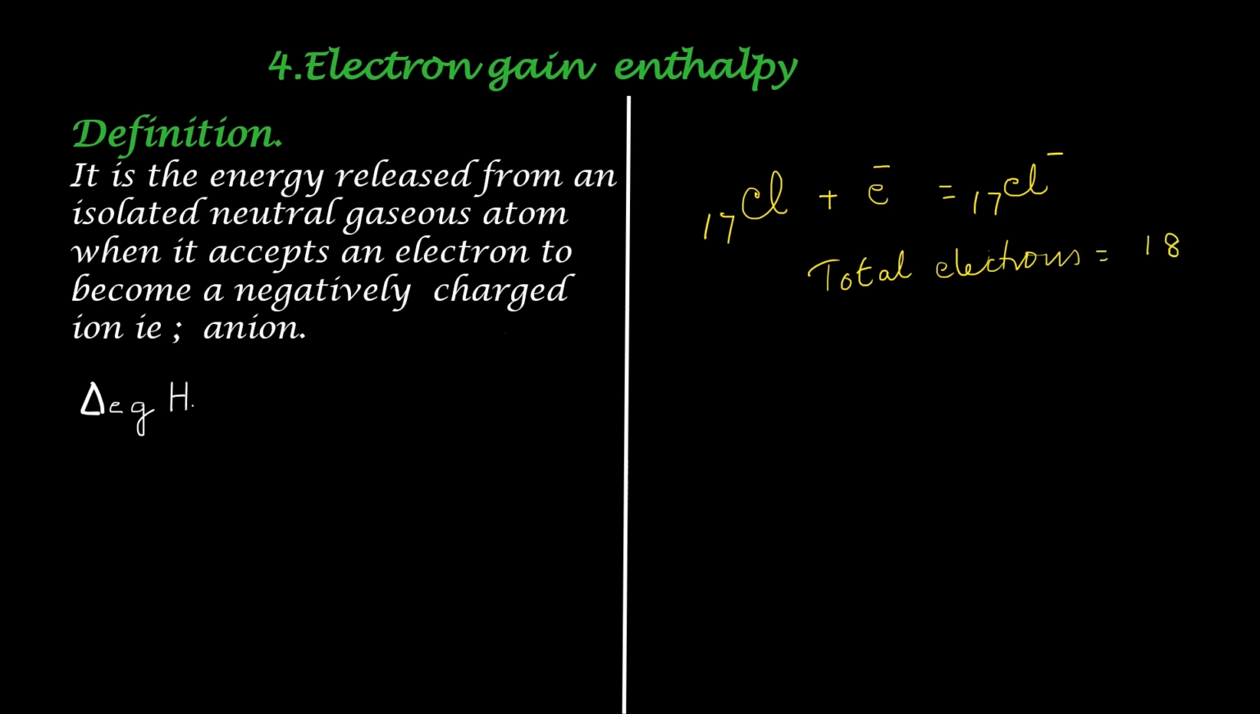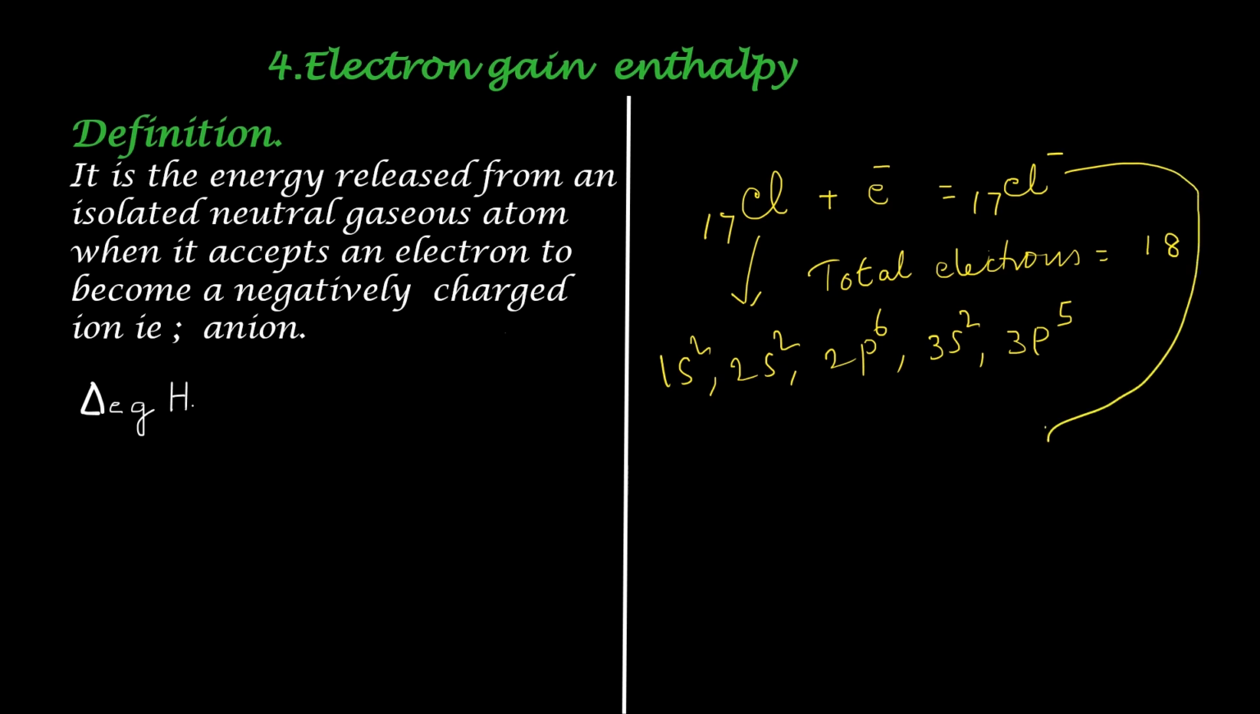Now perhaps you are able to say why the chloride ion is more stable than the neutral atom, because it attains the electron configuration of argon, the noble gas. Electron configuration of chlorine atom is 1s2, 2s2, 2p6, 3s2 and 3p5. Electron configuration of the chloride ion: 1s2, 2s2, 2p6, 3s2 and 3p6. This is also the electron configuration of argon.